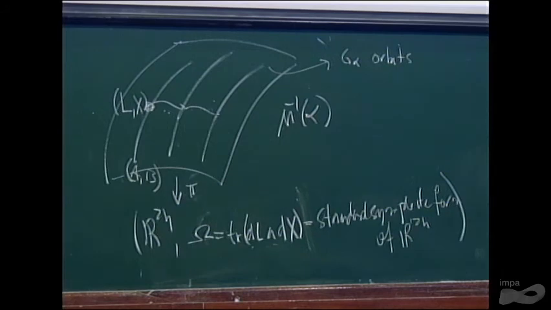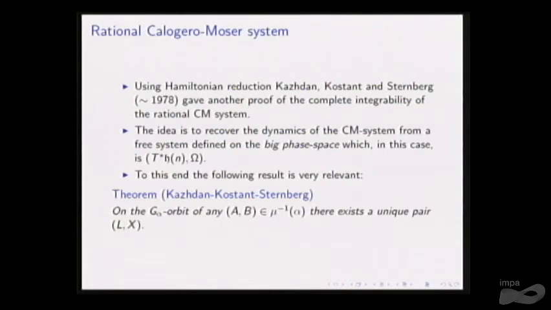Okay, so this was more or less what they did. Of course, there are several points that I'm not touching, but the dynamics of the system was obtained by reducing the linear flow on the big cotangent space, on the big phase space. So on the big phase space, they show that there is a linear flow, and this linear flow, after Hamiltonian reduction, reduces to the Calogero-Moser system.